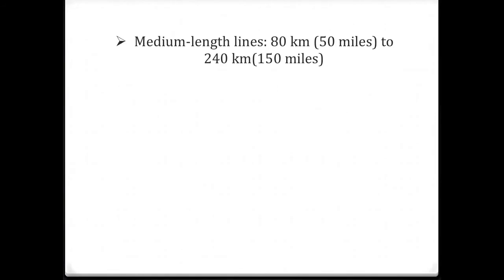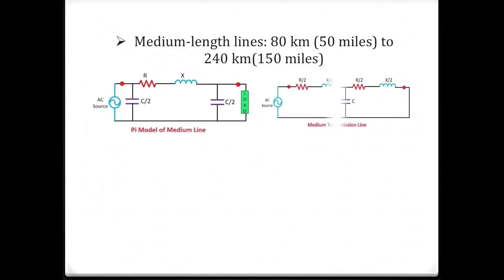The second category is the medium length line, from 80 kilometers to 240 kilometers. The capacitance of the medium transmission line is considered to be lumped at one or two points of the line. The medium transmission line is subdivided into the pi model and the T model, on the right side.